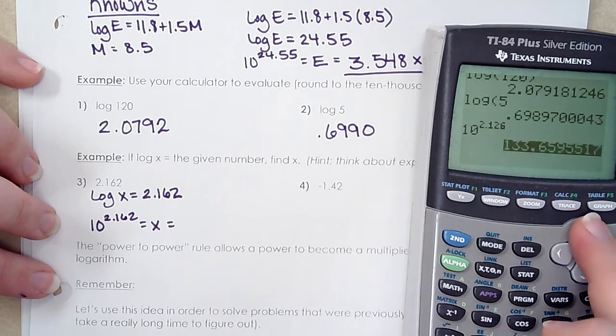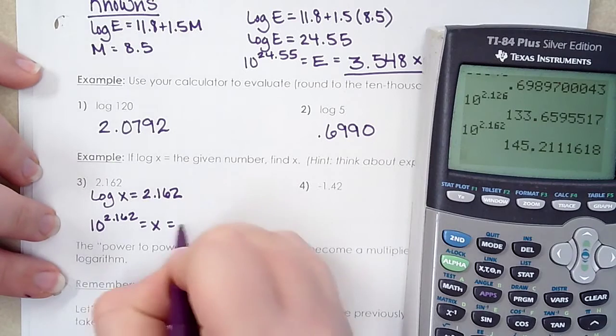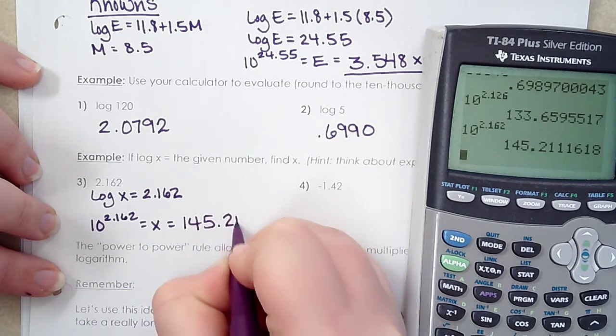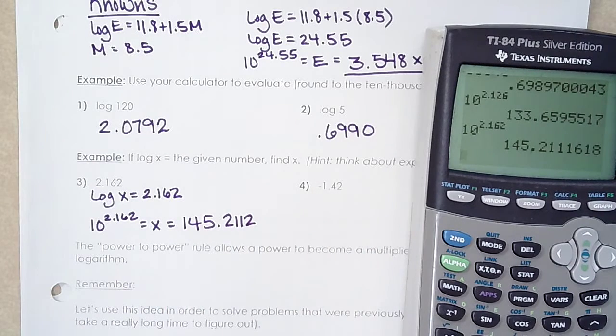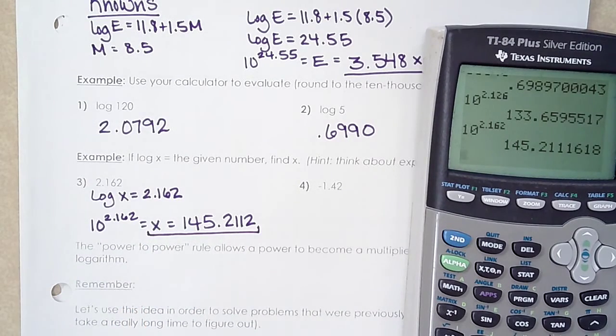I put those numbers in backwards. Give me 1 minute to correct that. There we go. 145.2112. And yes, I do want you to calculate these out. I don't want you to leave them in this exponential form. I want you to be able to actually put them into the calculator and give me a full number.